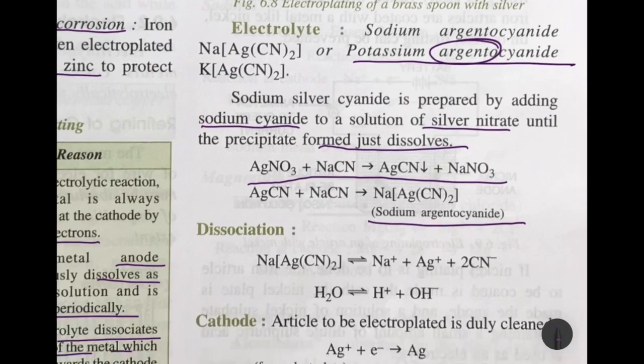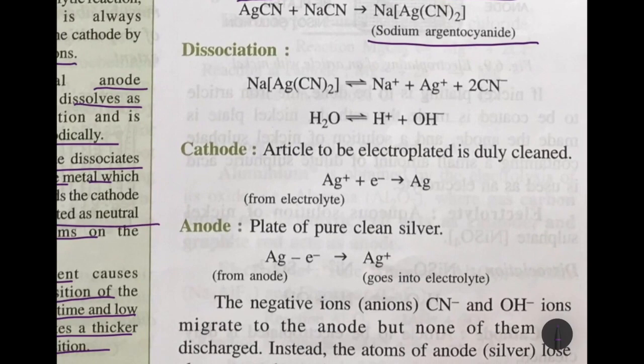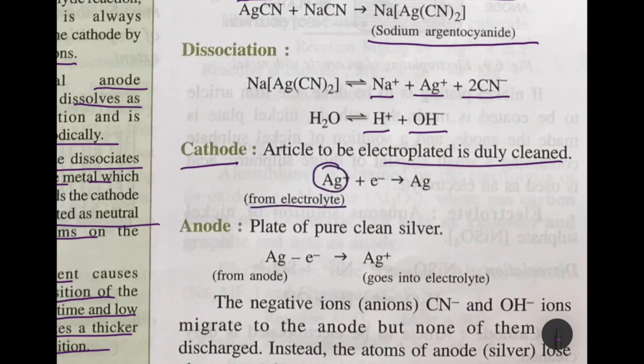So now in the electrolyte, what are the ions that you see? Sodium, silver and cyanide. From water you have hydrogen and hydroxyl. Now the cathode, you already know, it is the article to be electroplated, cleaned, and then it is placed there. So here what happens at the cathode? From the electrolyte, silver ions will move towards the cathode, towards the negative terminal, towards the negative electrode, and it gains the electron it had lost, and it will turn into a silver atom.